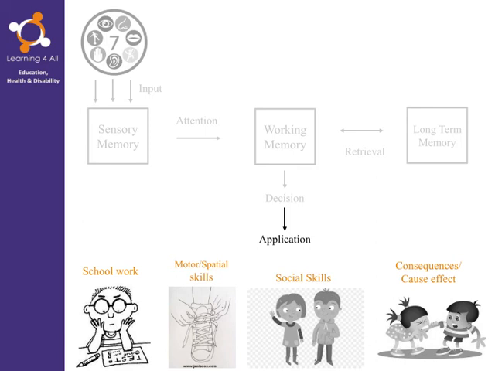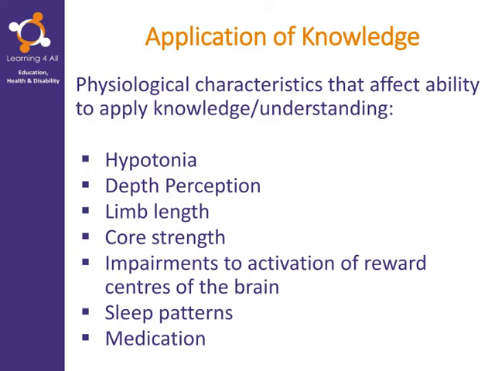There are some physiological characteristics that will affect the child's ability to apply that. Sleep patterns, medication is a big one. Impairments to activation of the reward centres of the brain. For some students, they're operating at quite a low chemical level of the reward centres, so the reward centres are not receiving appropriate input or appropriate activation, and so the child will seek ways of having that reward centre be activated. You might recognise that in the child who kicks or hits or spits or something and laughs. That feeling that they're getting of being rewarded by that feels good to them.